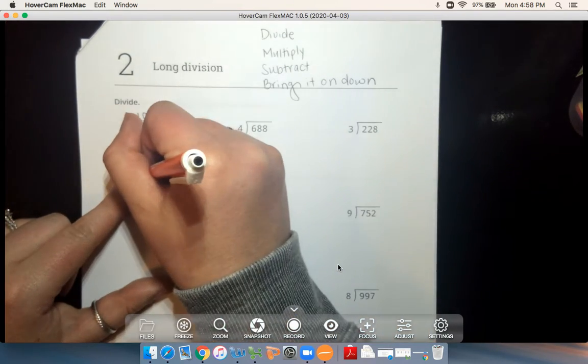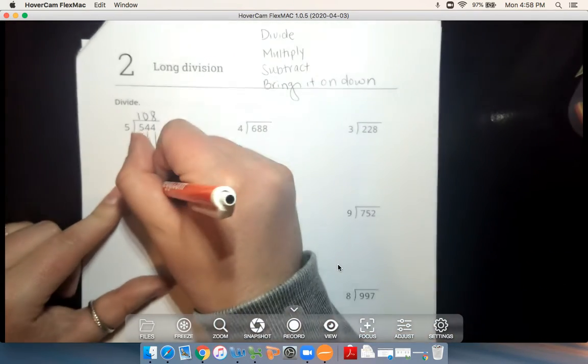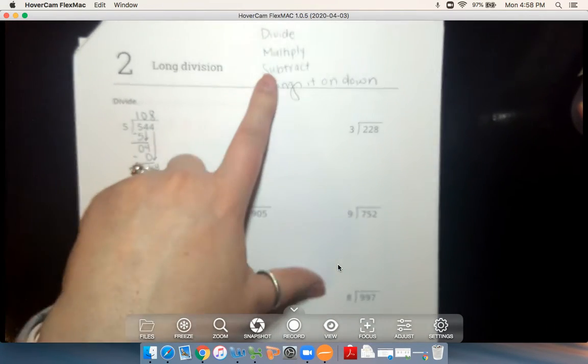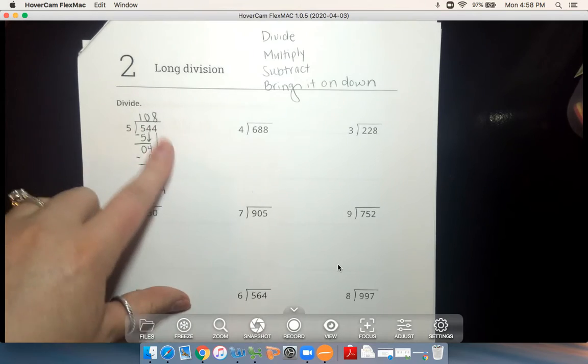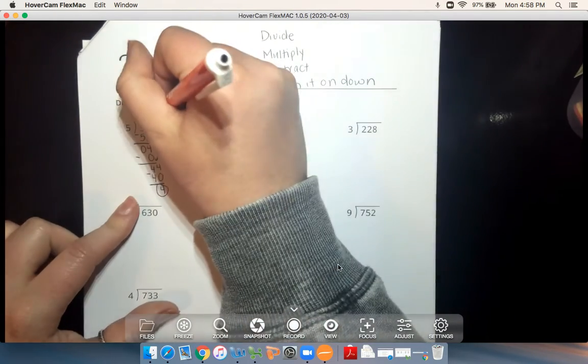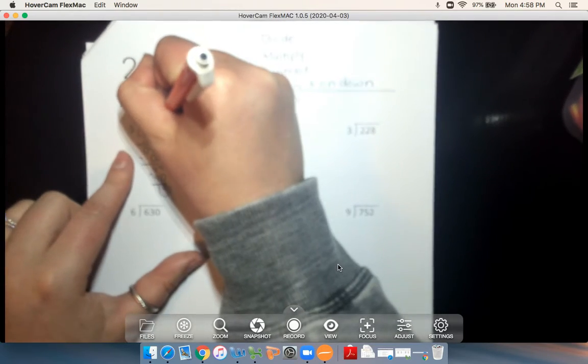So here I am with 44 minus 40. That gives me 4 left over if I subtract. My next step would be bring it on down, but I don't have anything left. So that means that this number here is my remainder. So my answer is 108, remainder 4.